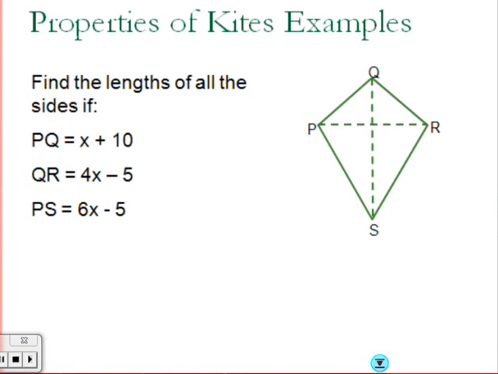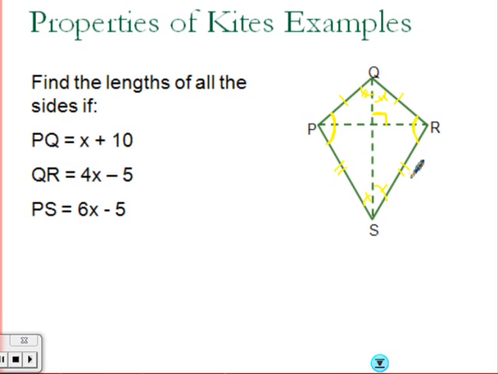So let's take a look at a kite. Before we start, I'm going to take those properties that we just talked about and make sure we understand what they look like when we're actually looking at a diagram. So we have congruent angles. P and R are congruent. The diagonals are perpendicular, so that's a right angle. The non-congruent angles are bisected by the diagonals. So those are congruent and those are congruent. And then we have two congruent sides and two other congruent sides. So those are all the properties of a kite.